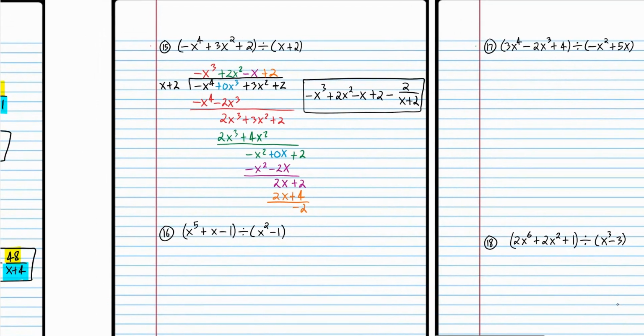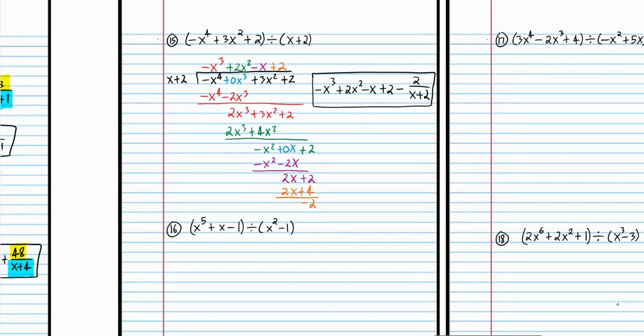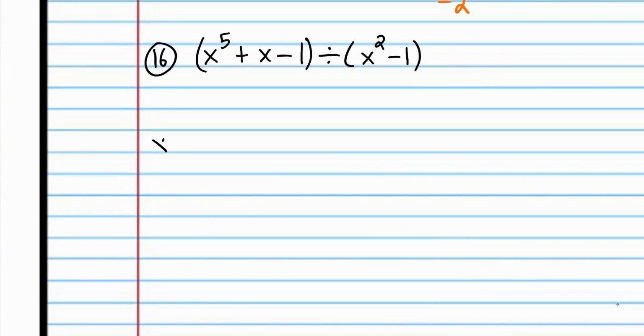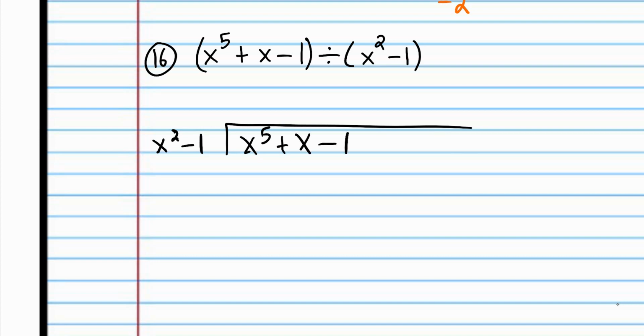So let's try one more of these before you try one on your own. Let's write the divisor first, as usual, and the dividend. And we're going to ask x squared times what is equal to x to the fifth. And the answer is x cubed. Then x cubed times x squared minus 1 is x to the fifth minus x cubed.